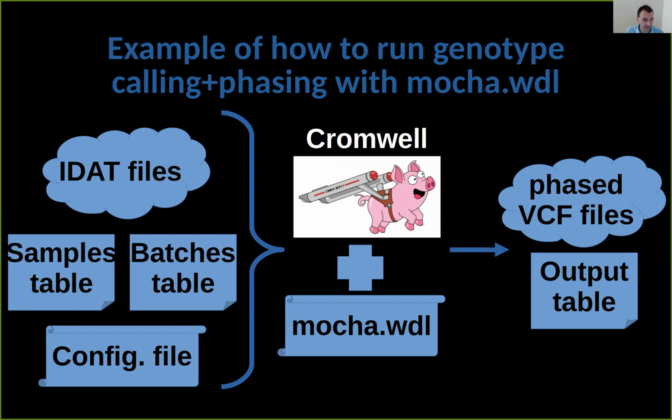We're going to have to provide that, and we're also going to have to provide a table with a list of samples and a table with a list of batches. And then in particular, we're going to have to provide a configuration file in JSON format indicating in which way the pipeline needs to be run. And once we input that into the Cromwell server together with the MoChA WDL script, the output we expect is going to be a set of VCF phase files and an output table with the list of these files.